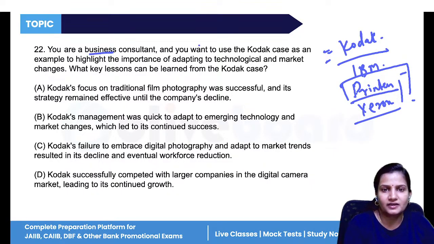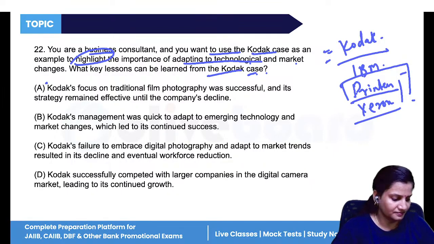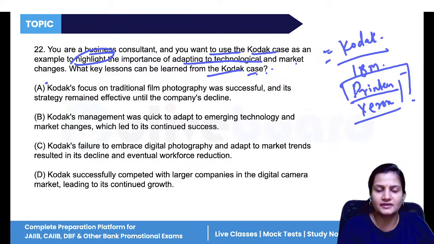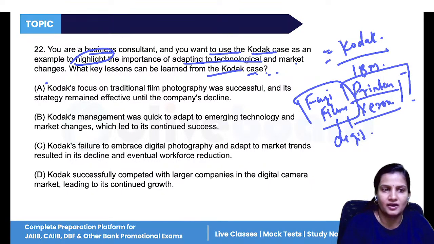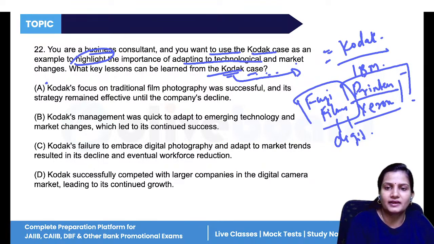Suppose you are a business consultant and you want to use the Kodak case as an example to highlight adapting to technological and market changes. Now, what lesson have you learned from the Kodak case? Why did Kodak fail? The biggest competitor of Kodak at that time was Fujifilm. Now, Fujifilm was busy in making what? In making more digital cameras, the enhancement in its digital camera. Whereas on the other hand, Kodak was busy in acquiring Fujifilm, so that it does not study the market properly. So Kodak focused on traditional film photography. It was successful on traditional film.